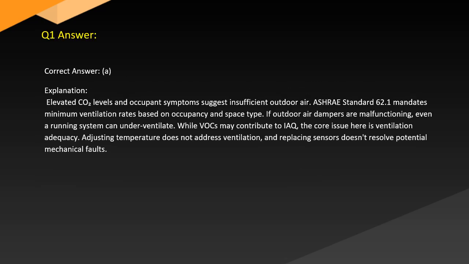Answer. Correct answer: A. Explanation. Elevated CO2 levels and occupant symptoms suggest insufficient outdoor air. ASHRAE Standard 62.1 mandates minimum ventilation rates based on occupancy and space type. If outdoor air dampers are malfunctioning, even a running system can underventilate. While VOCs may contribute to IEC, the core issue here is ventilation adequacy. Adjusting temperature does not address ventilation, and replacing sensors doesn't resolve potential mechanical faults.